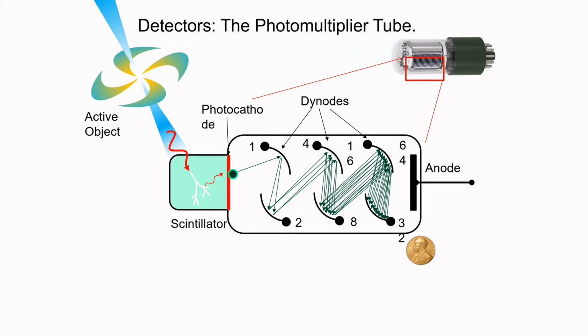So rather than having just 1 electron hole, which is what you would get per photon in the semiconductor detectors, you're now getting many, many electrons per photon. And so this is genuinely a single photon resolving detector.